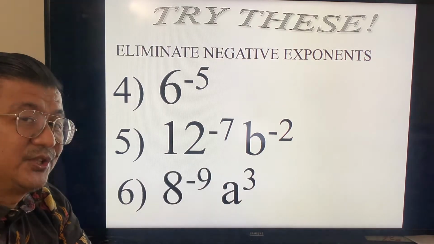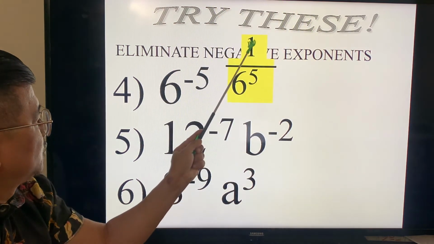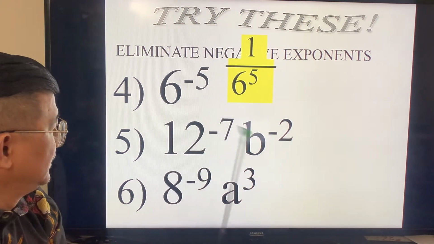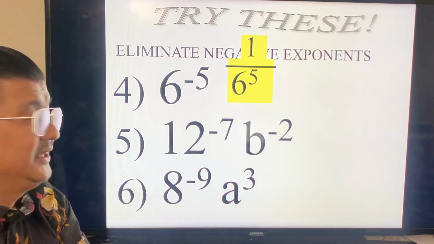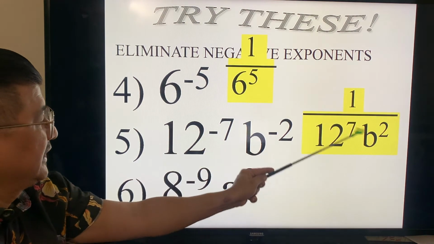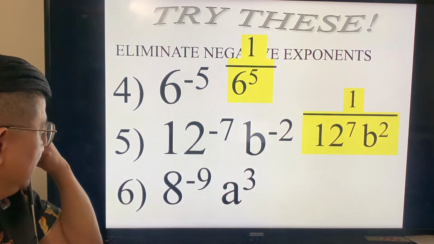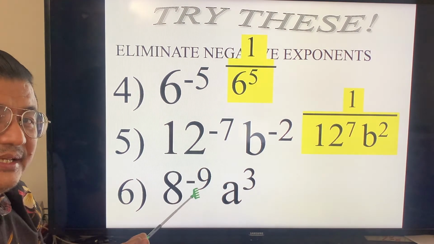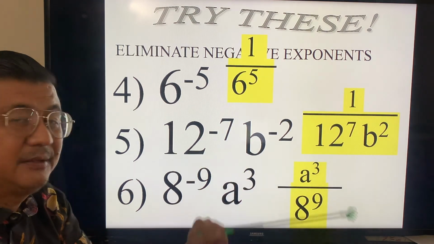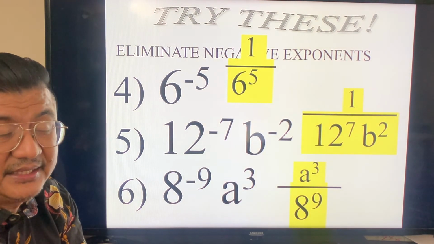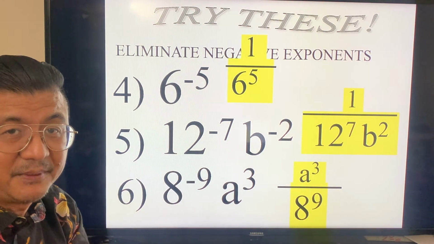More. Try this on your own. Ready? Here we go. That becomes 1 over 6 to the 5th. Both of them are negatives, therefore, your answer is 1 over 12 to the 7th, b to the 2nd. Correct. For the last one, only this has a negative. So the answer will be what? A to the 3rd is still up there. It won't go down because it's not negative.